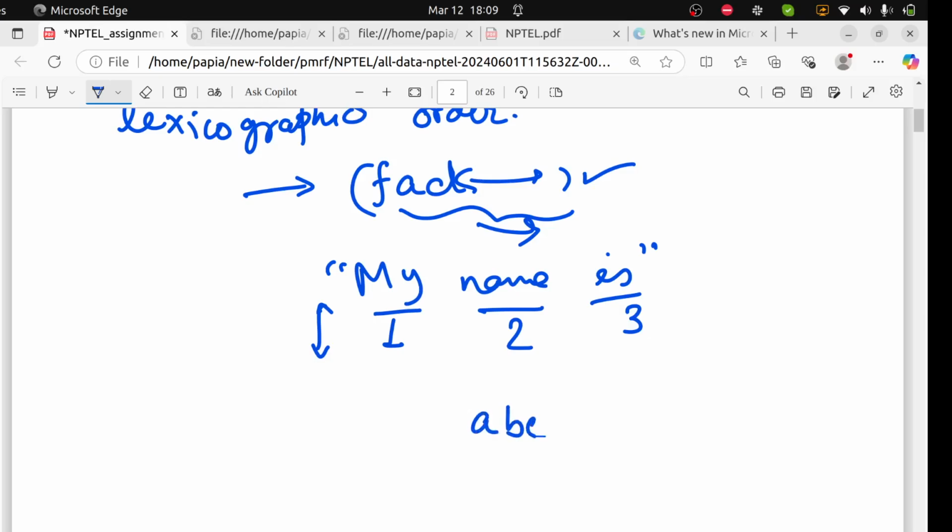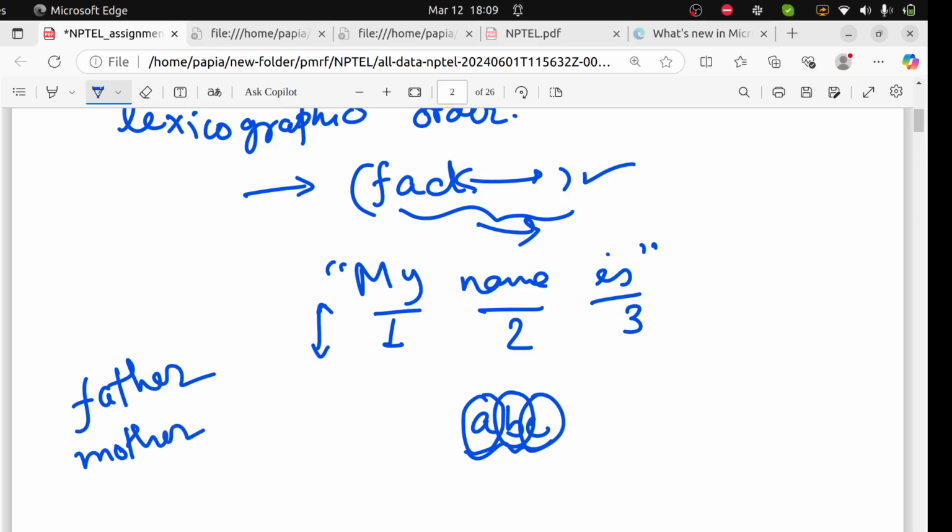Let's say A, B, C. There is a combination of these letters. If I am having A, B, C, then at the very first A will be there, then B, then C. Similarly, let's say I am having father, then mother. For these 2 cases, as F is less than M in our A to Z ordering, father will be in the first order and mother will be in the second order, right, in the lexicographic order.